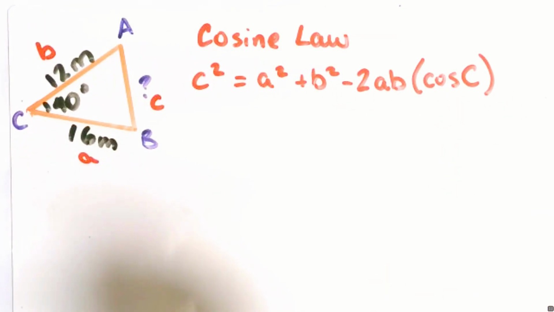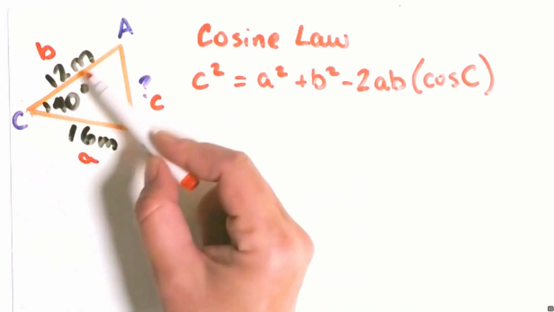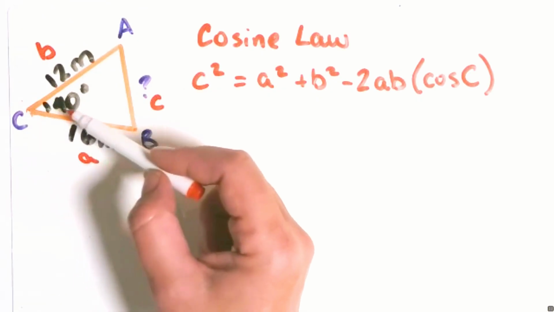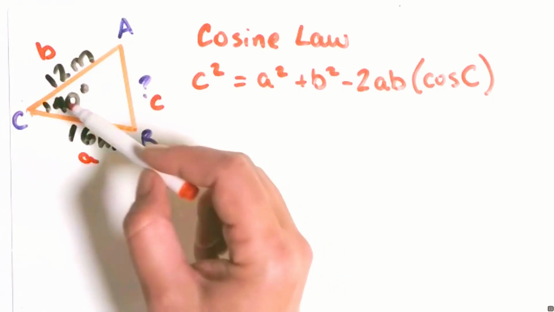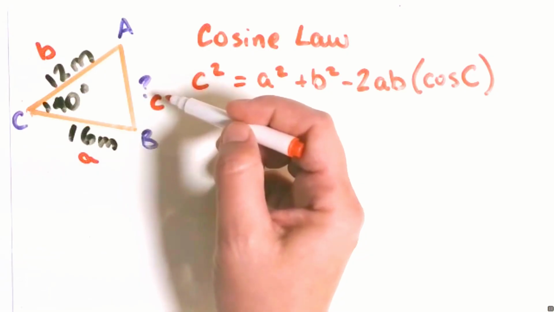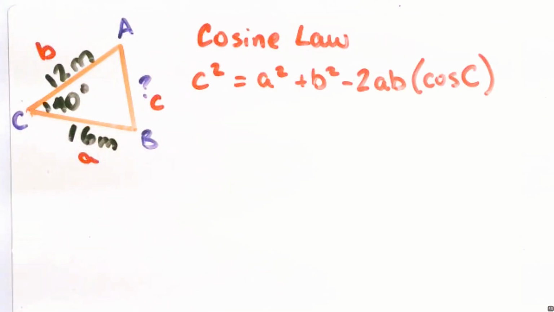But before we do anything, let's have a look. How do I know that I can actually use cosine law in this example? Well, I have two known sides and an angle between them that's known as a contained angle. And when you have two known sides and a contained angle, that's a telltale sign that you can use cosine law to find the missing side. Otherwise, you can probably use the sine law.